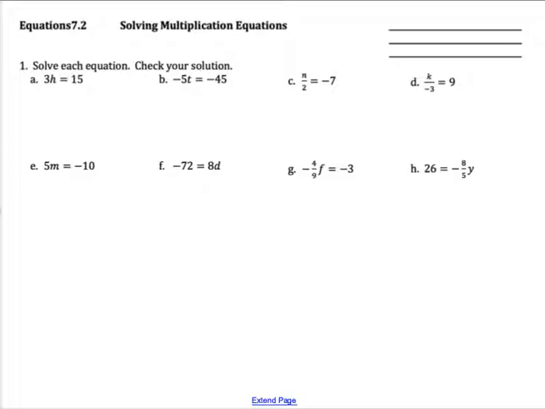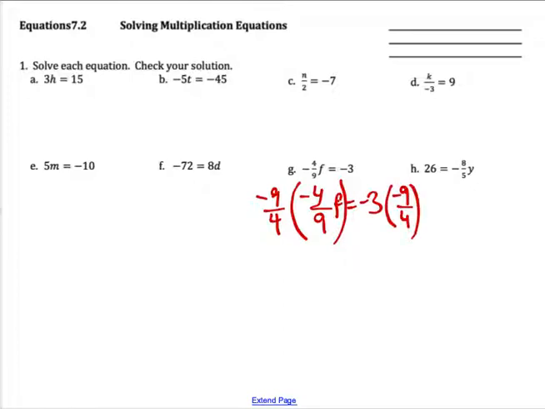-4/9 f equals -3. Because it is a fraction, we're going to want to consider using multiplication. Let's multiply both sides by -9/4. That is the reciprocal of -4/9. Right here, these are gone. They make 1. So we get 1f, and that equals -3 times 9 is 27.